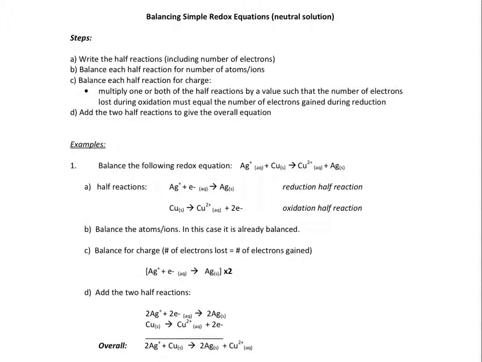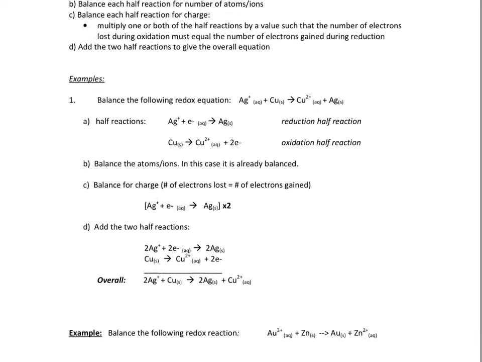The steps to follow are: A. Write the half reactions, including the number of electrons. B. Balance each half reaction for the number of atoms or ions. C. Balance each half reaction for the charge. And then D. Add the half reactions together. You can see these steps at work in this example.